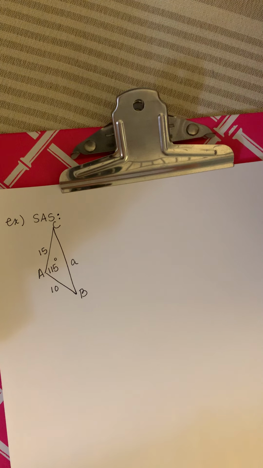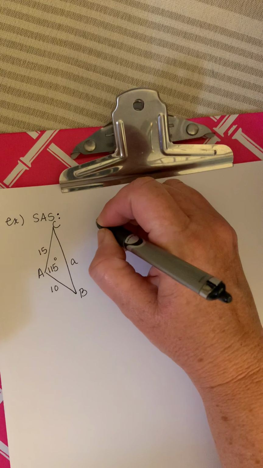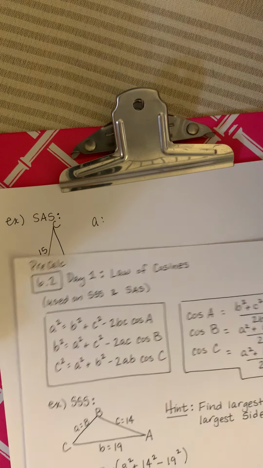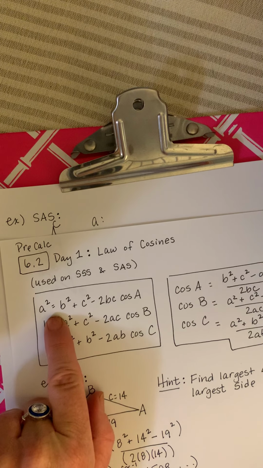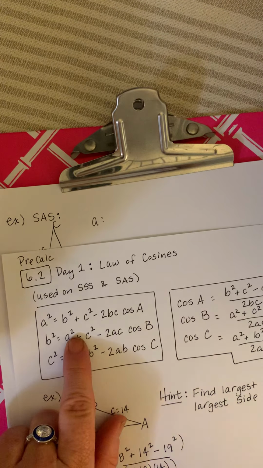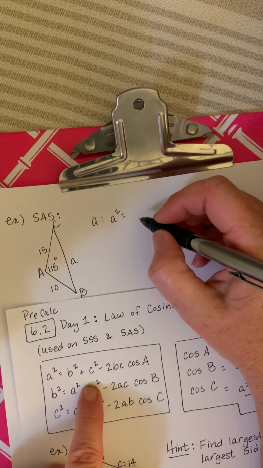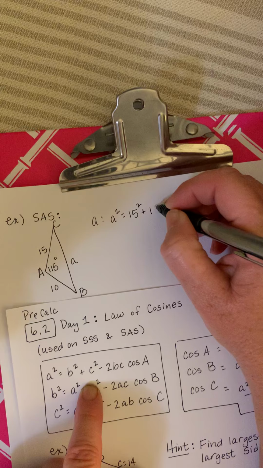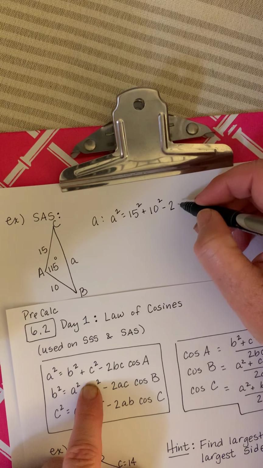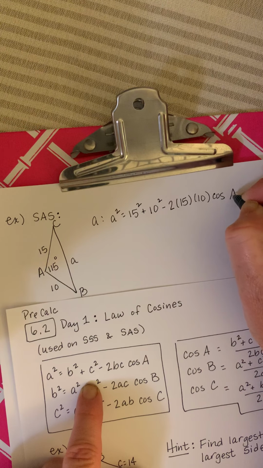Okay, now which angle or side should I find first? Well, I already know my largest angle, but I don't know my largest side. So let's find that first, okay? If I'm going to find side A, I need to stick with this bunch of equations. And if I'm going to do A, I want to use the top one, okay? So A squared is equal to B squared, which is 15 squared, plus C squared, which is 10 squared, minus 2 times 15 times 10 times the cosine of angle A.